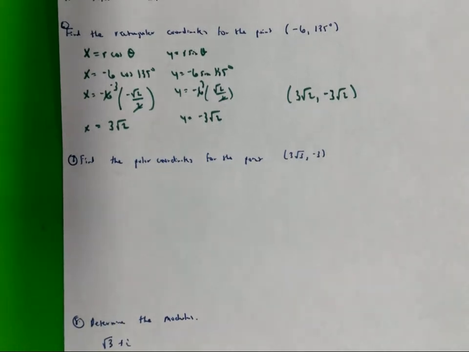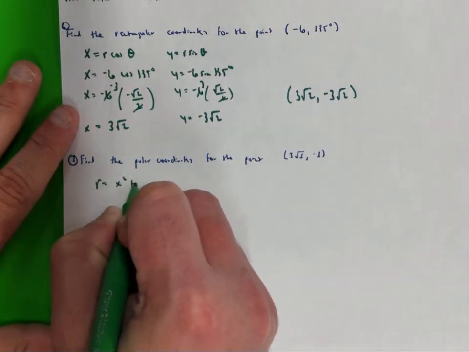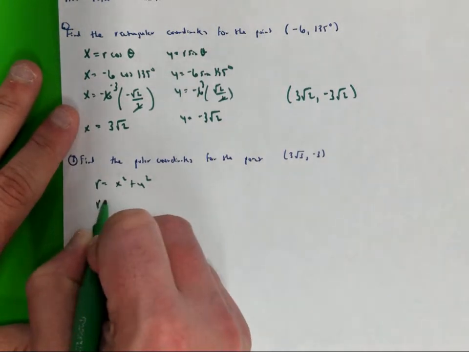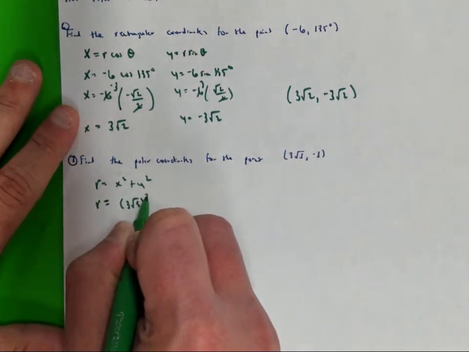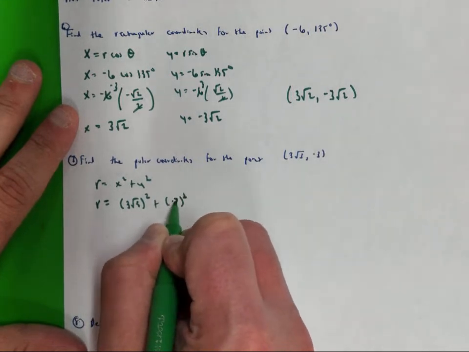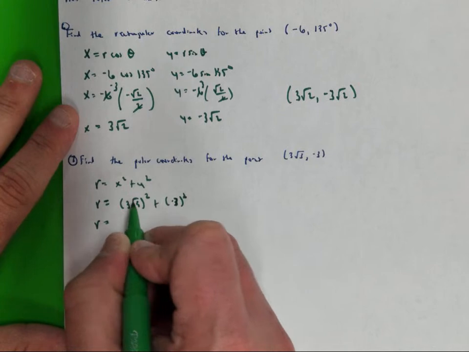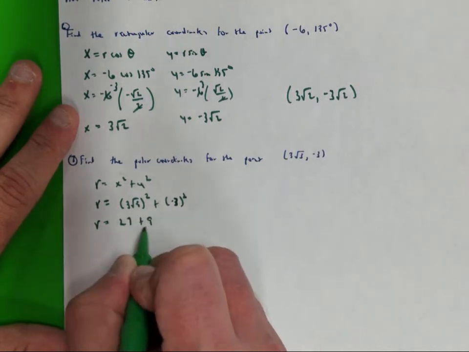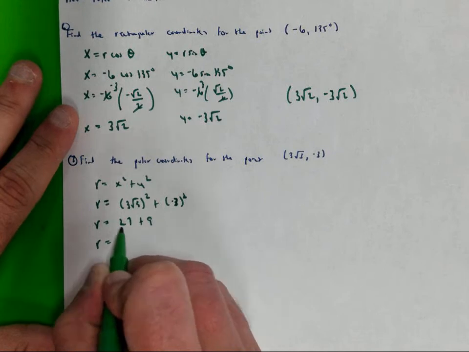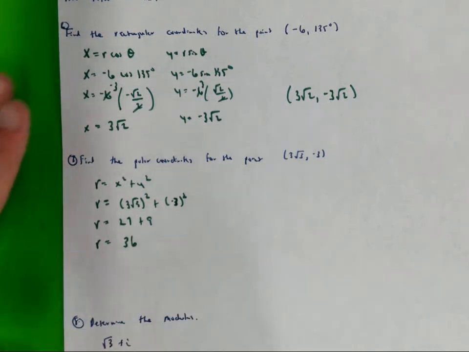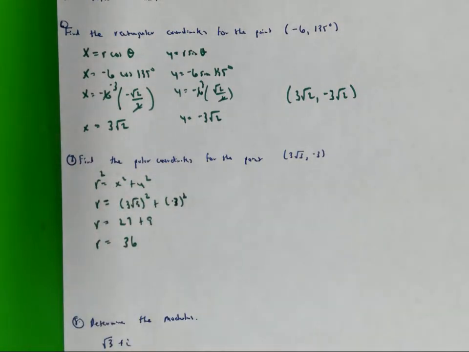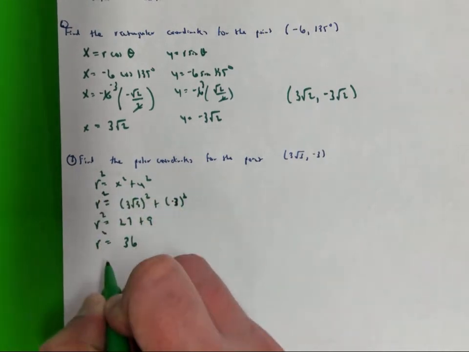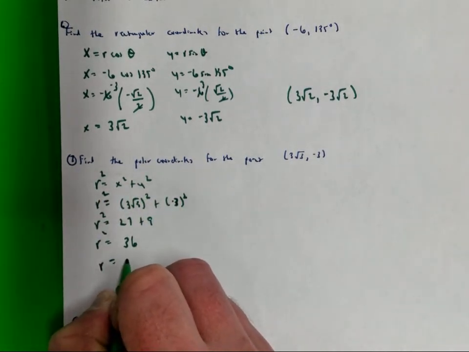Number 7 says find the polar coordinates for the point 3 square root of 3 and negative 3. So we need an r and a theta. Remember, the r form is x squared plus y squared. So r squared equals 3 square root of 3 squared plus negative 3 squared. Square root of 3 squared is 3, 3 squared is 9. 9 times 3 is 27. Negative 3 squared is 9. 27 and 9 gives you 36. Oh, it's r squared. Sorry. Remember, it's r squared. So square root of that is 6.